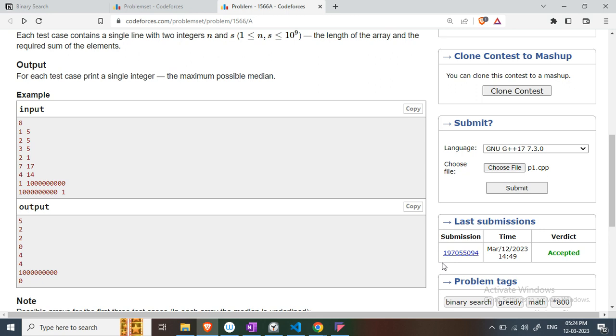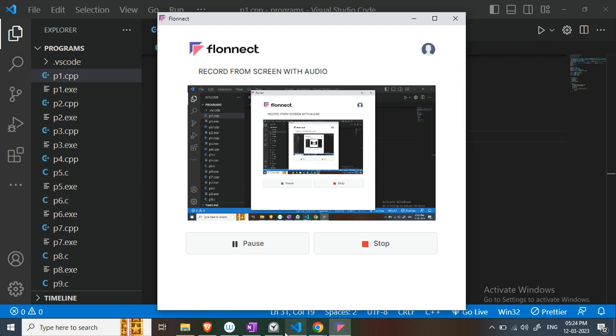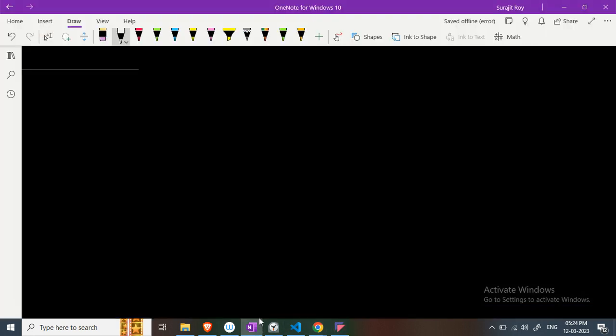So let's see some examples. Here I am writing n and here I am writing s. If n is 1 and the sum is 5, what will be my output? The given n is 1, so there is only one element, and the sum is 5. So what can the number be? It is 5. So in this case, the median is 5.